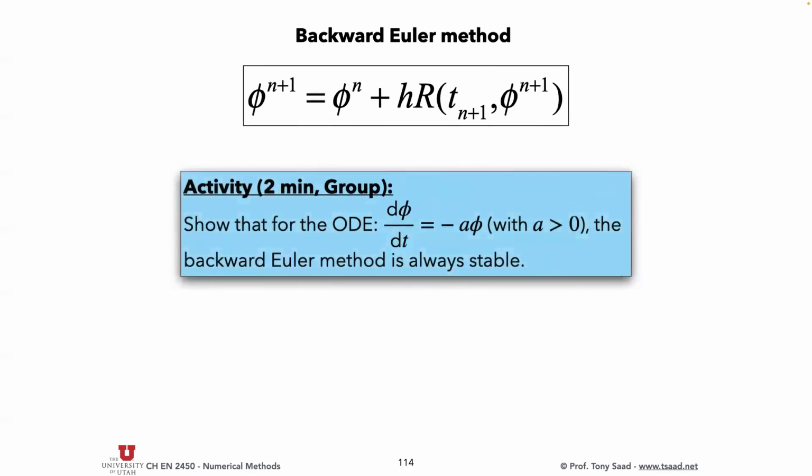I want to do a little exercise with you. Show that for the backward Euler method, solve the ODE d phi by dt equal minus a phi. So your right hand side is minus a phi, right? And try to find the stability for that using whatever I used in the previous example. So pull up your slides. This is the formula for the backward Euler. Now find the condition on H such that phi n plus 1 is less than phi n.